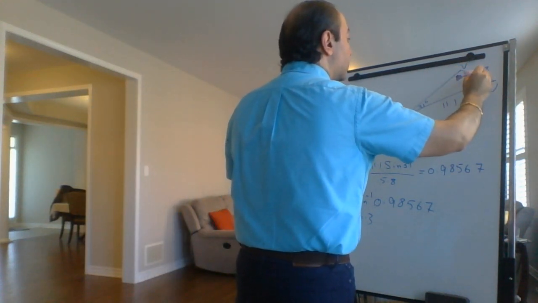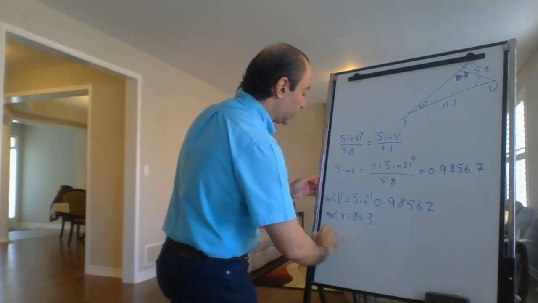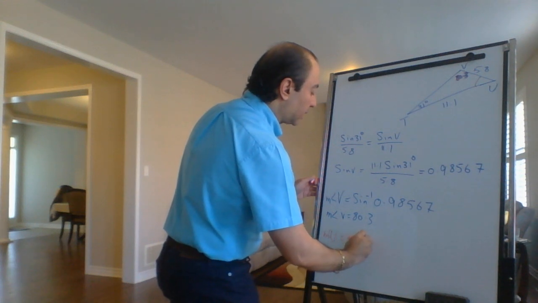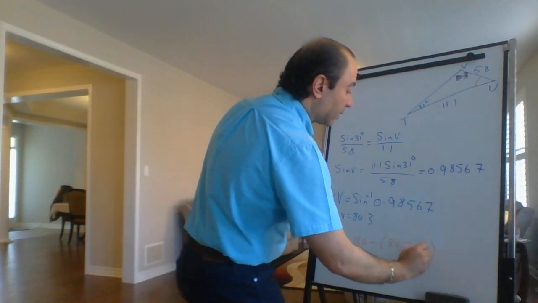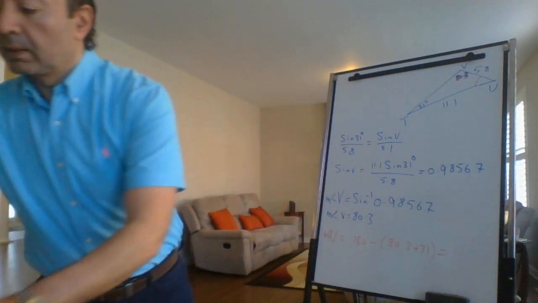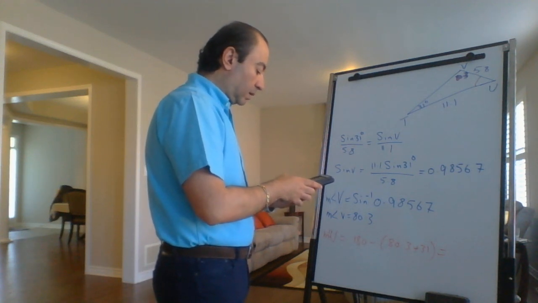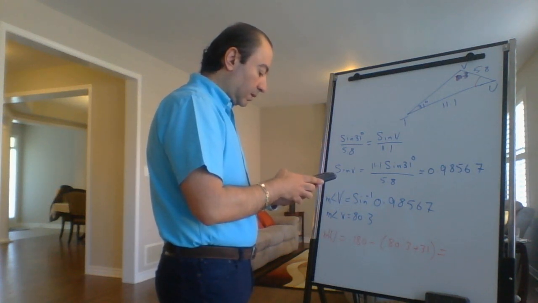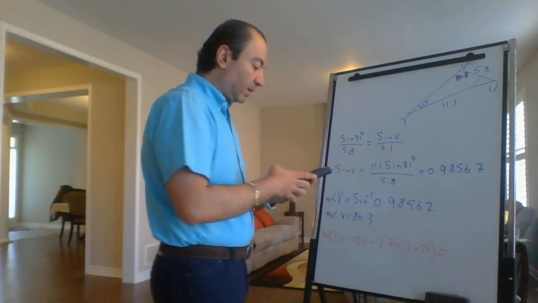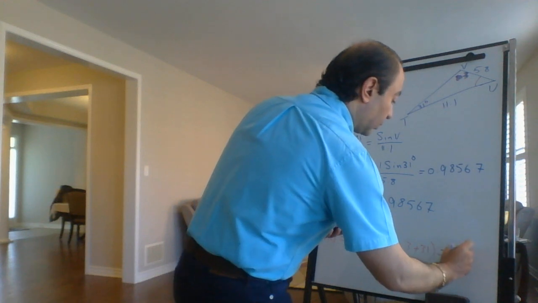Then we can use that the measurement of angle U equals 180 take away 80.3 plus 31. So this will be 180 minus, open bracket, 80.3 plus 31, close bracket, hit enter. So this angle is 68.7.